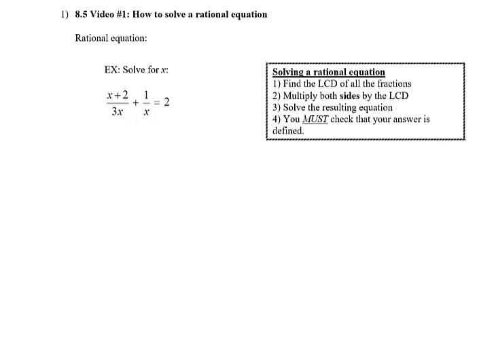This is video number 1 for section 8.5, How to Solve a Rational Equation. So we have been looking at rational expressions in chapter 8, and now we come to this idea of a rational equation. A rational equation just means an equation to solve, so it has an equal sign. And inside the equation, you're going to find some of these rational expressions, some of these algebraic fractions that we have been looking at.